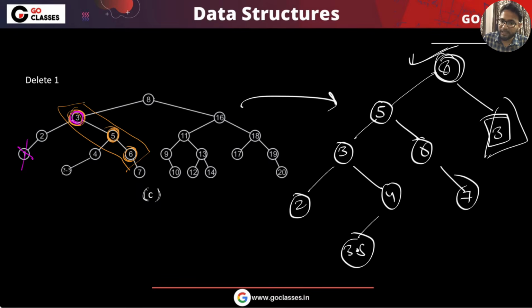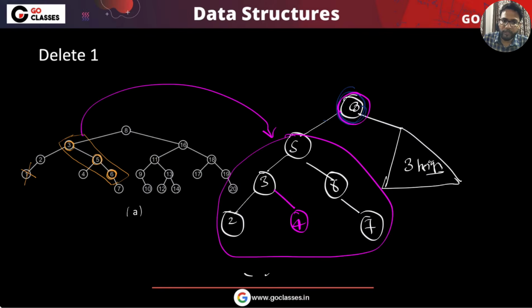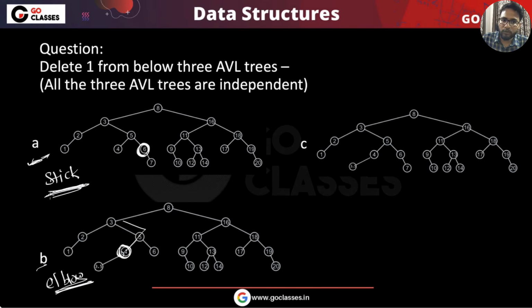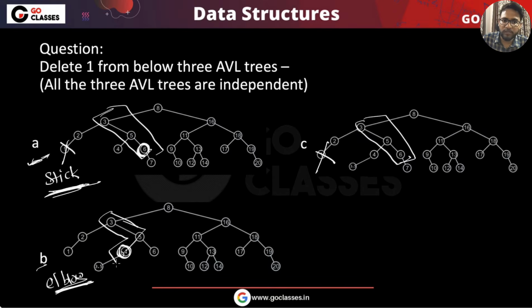So there are 3 cases that I have shown you, right? In the first case, you are going for the stick. Second case, you are going for the elbow. Third case, again you are going for the stick, in case of deletion of 1, right? So here you are going for the stick. Here you are going for the elbow, in case of deletion of 1.